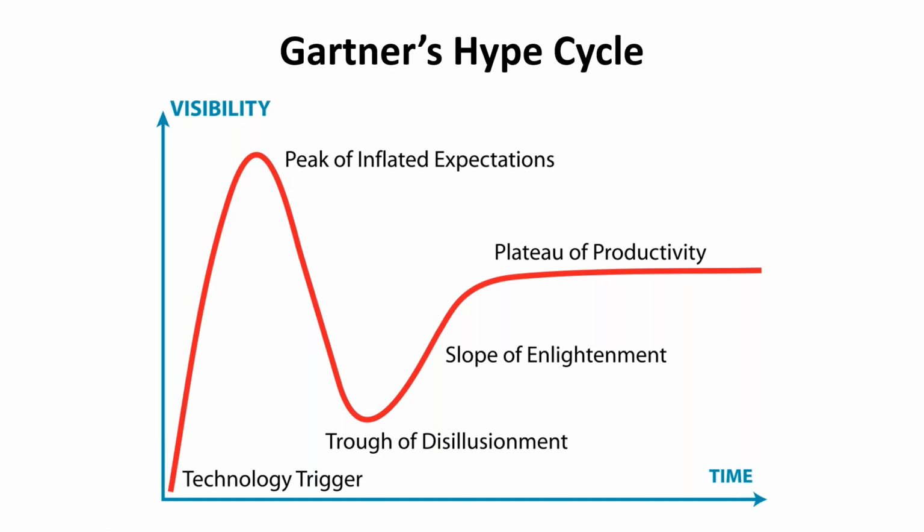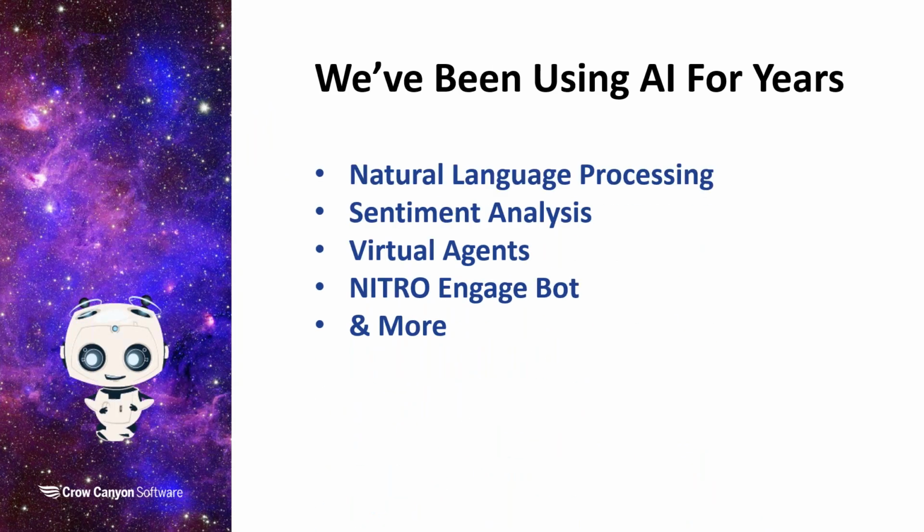We've been doing this AI work for quite some time. We took a look back and said, yeah, we've been doing AI for years. We use natural language processing in our knowledge-based searches. We've done sentiment analysis where incoming emails are analyzed as far as tone and can highlight a customer support question or issue that needs attention. We've had virtual agents. We built our NITRO Engage bot. We were really big into bots four or five years ago. We still are, but we started with the bot framework, using it to build our NITRO Engage bot in Teams. So we've been doing this for quite some time.